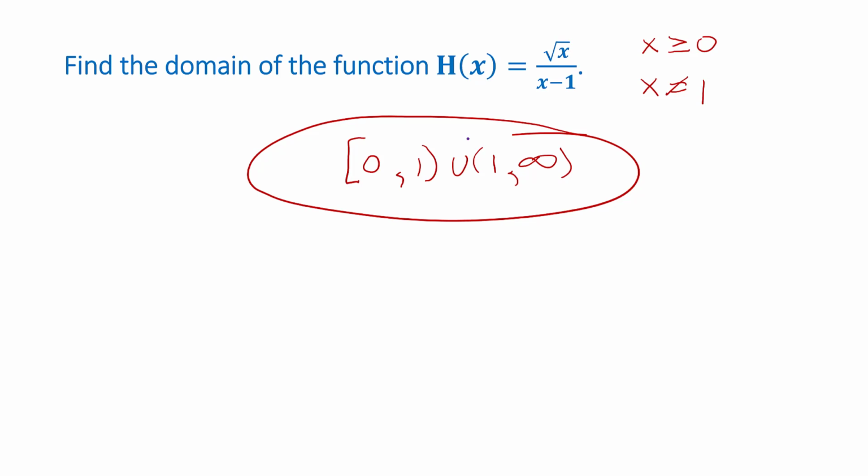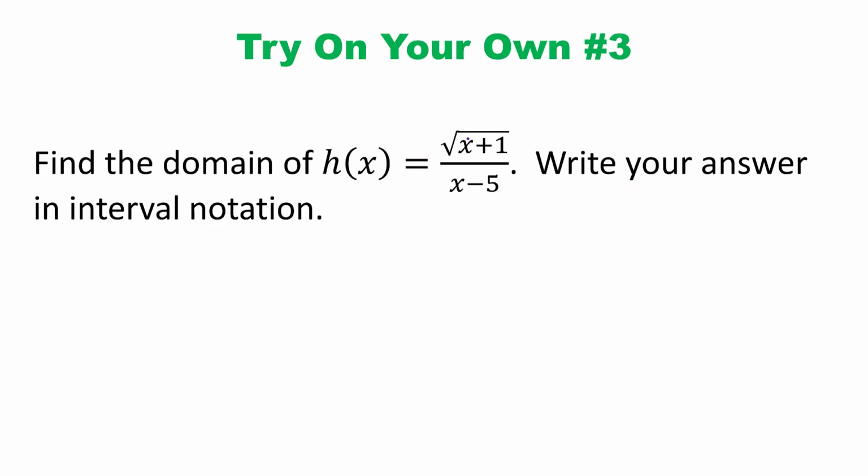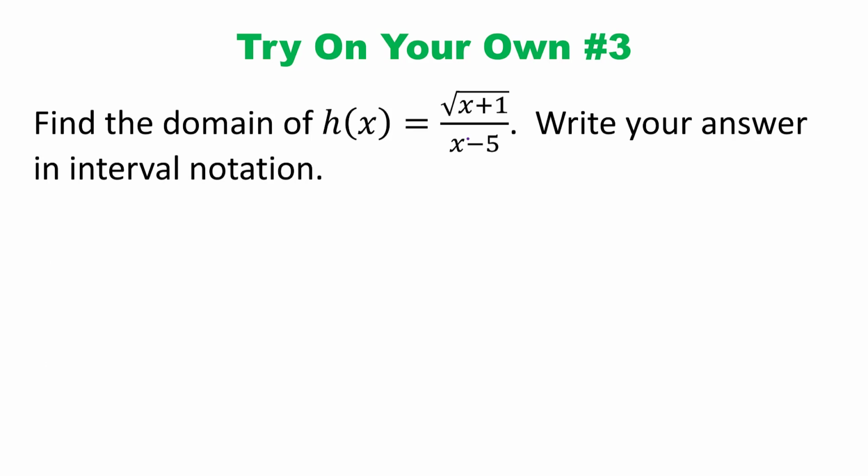Okay, and we're just about through today. We have one more try on your own, and this one is to find the domain of h of x equals the square root of x plus 1 over x minus 5. Write your answer in interval notation. And that's it for today.